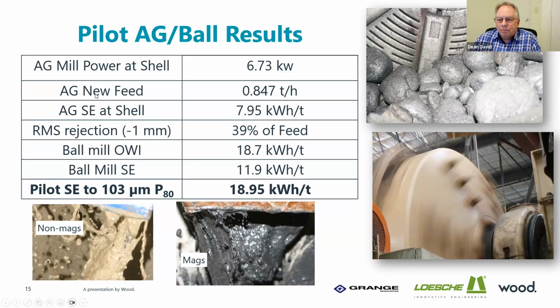And basically, we measured all the power in the system for both the AG mill and then the ball mill circuit afterwards. And we achieved 103 microns, not 85, and it took 19 kilowatt hours per tonne across those two circuits, and that's per tonne of new feed. And in this non-mag separation, almost 40% of the feed was rejected before you go to the next stage.